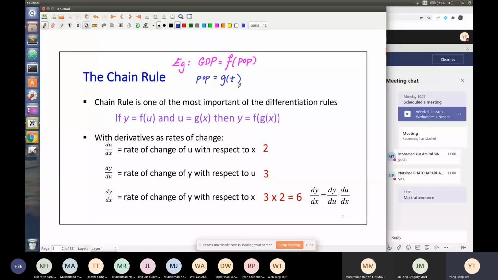Because the demographics, for example, your birth rate, your death rate, how much immigration, etc., change with time, and those are controlled by your government. So the population change with respect to time can be predicted if you know the birth and death rates, etc. Hence, if you look at these two functions, clearly we can combine them, and we have the GDP given as a function of the population, which is a function of time. Eventually GDP could be expressed as a function of time.